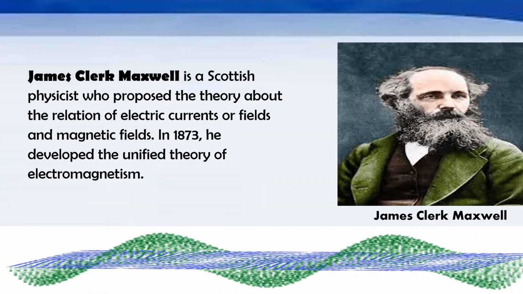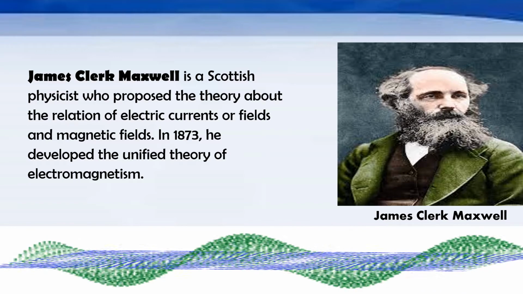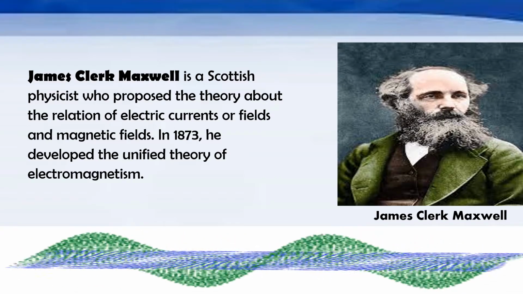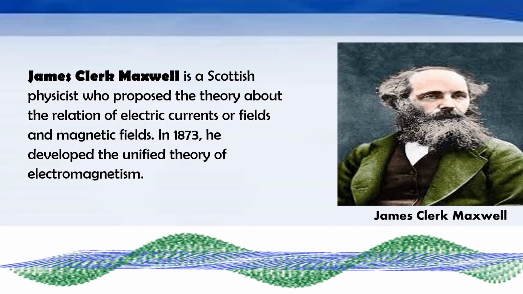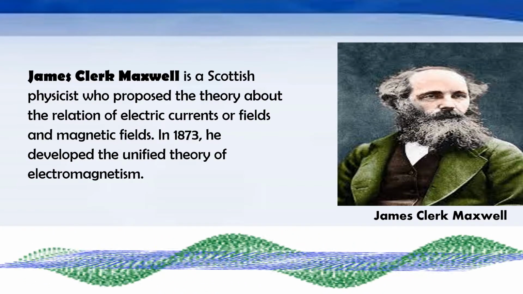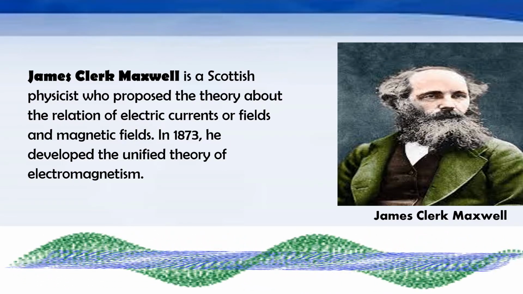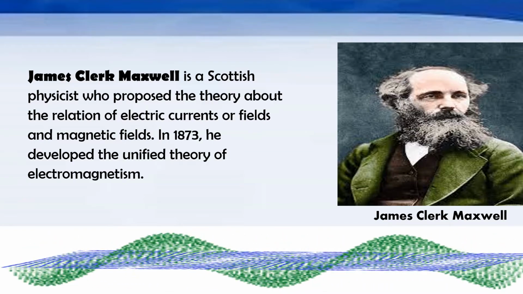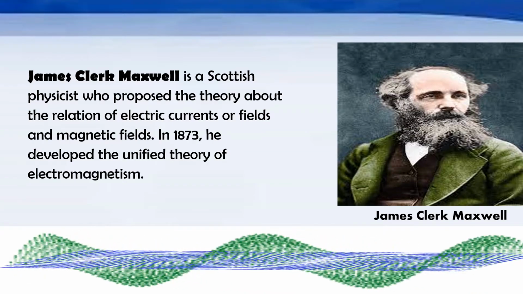Now, this is James Clerk Maxwell. The image of James Clerk Maxwell. He is a Scottish physicist who proposed the theory about the relation of electric currents or fields and magnetic fields, and that was in 1873. He developed the unified theory of electromagnetism.